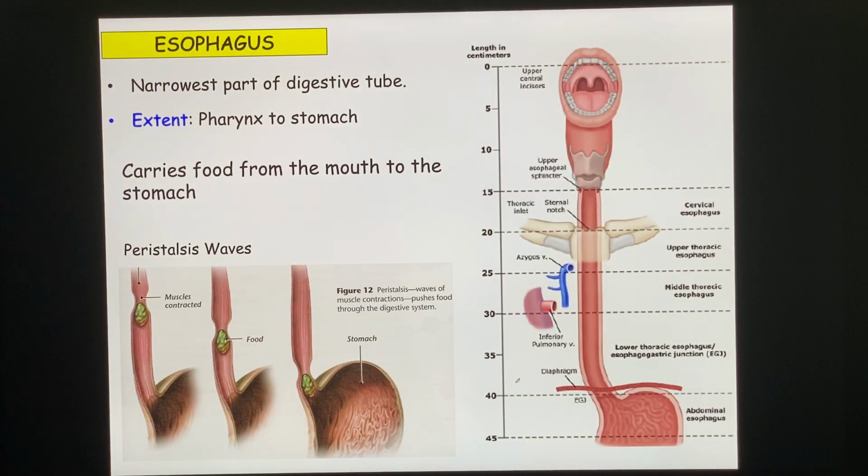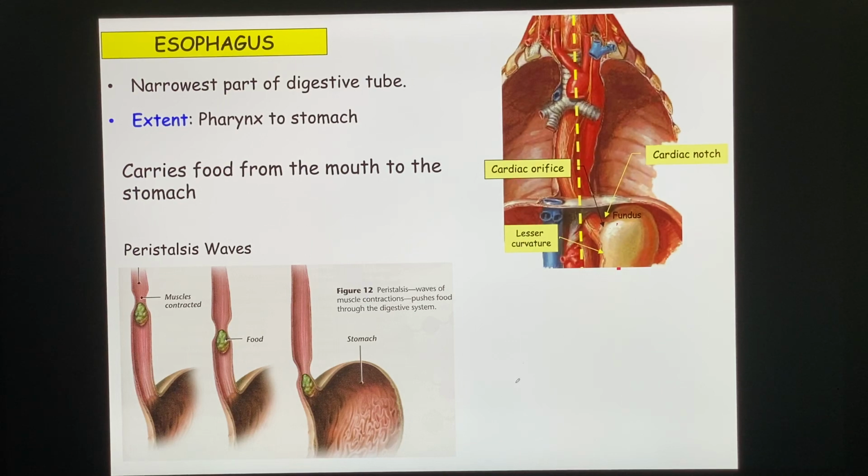So esophagus, what you need to know about the esophagus is it's one of the important parts of the gastrointestinal tube because it is very narrow, okay? And you just need to know that the extent of it extends from the pharynx to the stomach, all right? Forget about the different parts of it.